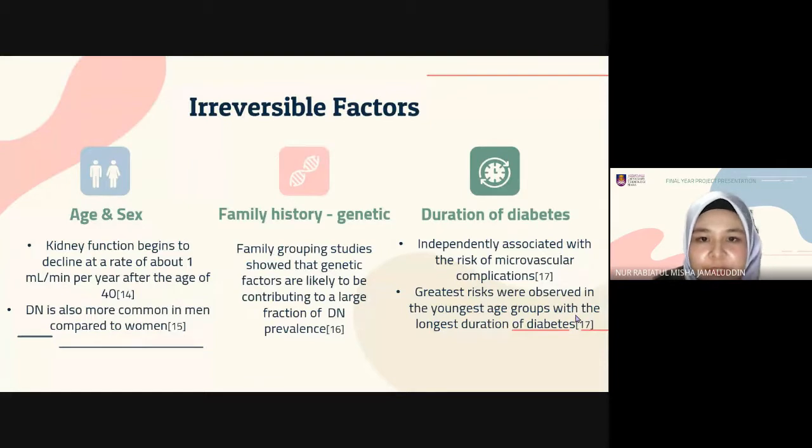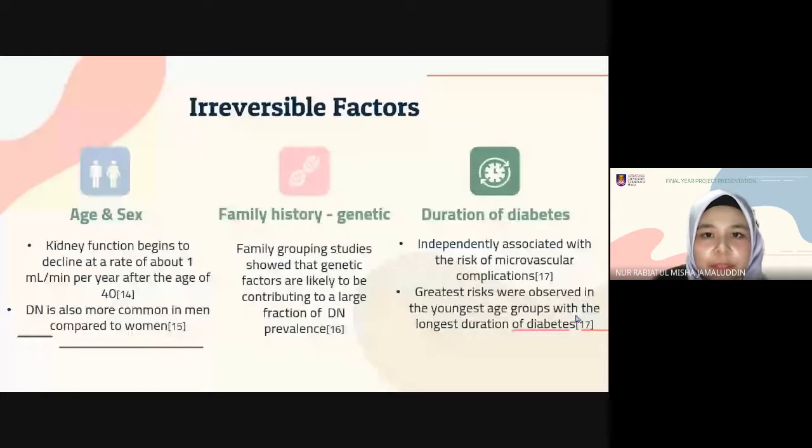Next, family history is related to the genetic information in individuals. Family grouping studies showed that genetic factors are likely contributing to a large fraction of diabetic nephropathy prevalence. And lastly, the duration of diabetes is independently associated with the risk of microvascular complications, with the greatest risks observed in the youngest age group with the longest duration of diabetes.